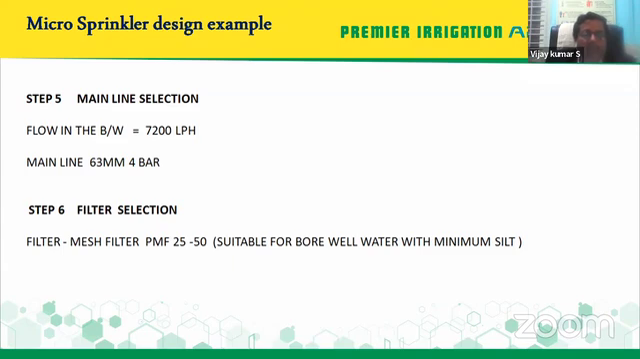Once that is completed, since it is a micro sprinkler and the water may contain silt particles and other sand particles, we need to filter it, and therefore we will go for the filter selection with a 2550 plastic screen filter, a very simple screen filter. 2550 means 25,000 liters per hour capacity, and a 50 millimeter inlet and outlet, so that the water particles don't go and block the nozzle of the sprinkler.